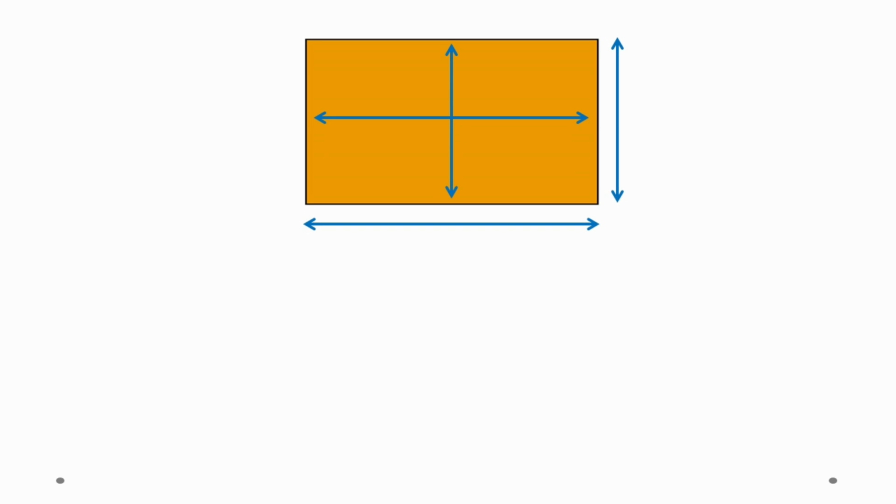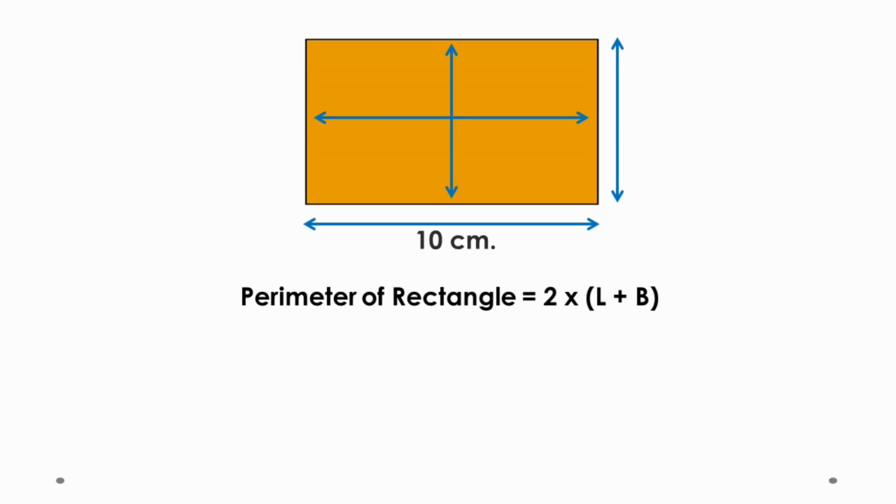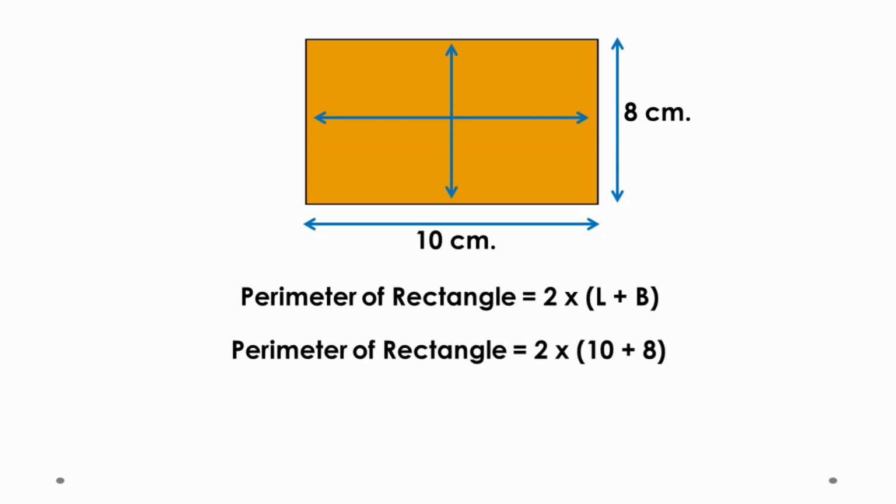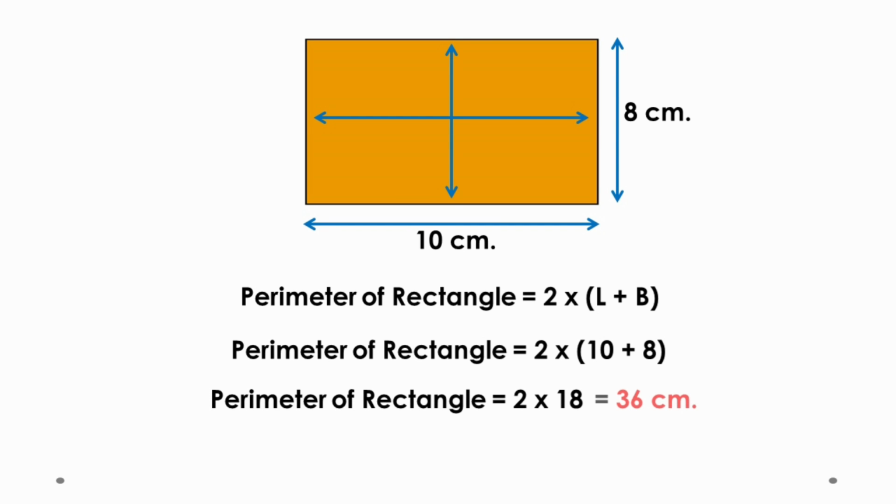Now let's take up rectangle. As we know, in a rectangle, opposite sides are equal. And rectangle has length and breadth. The formula of the perimeter for rectangle is 2 into (length plus breadth). If the given length of a rectangle is 10 centimeter and breadth is 8 centimeter, then its perimeter would be 2 multiplied by (10 plus 8) or 2 multiplied by 18, which is 36 centimeters.